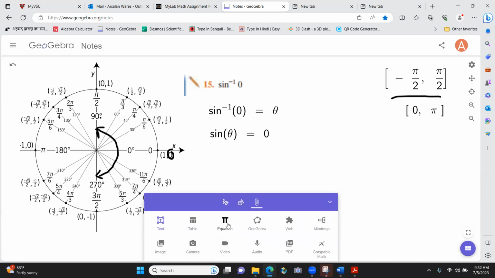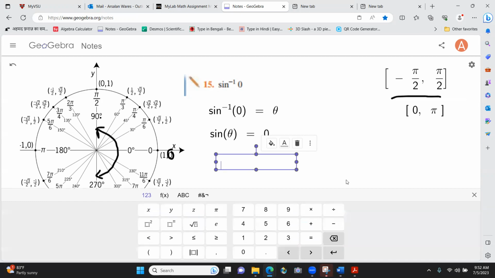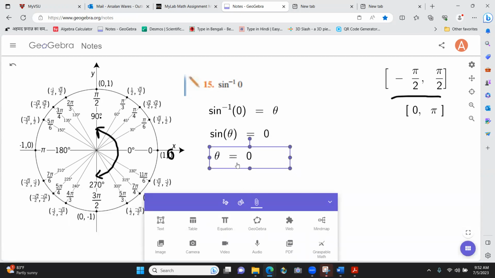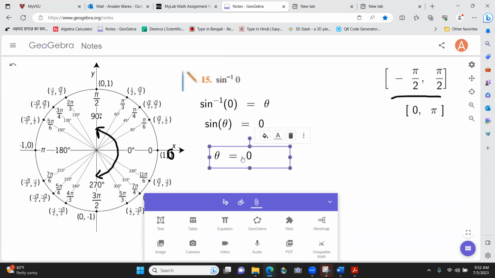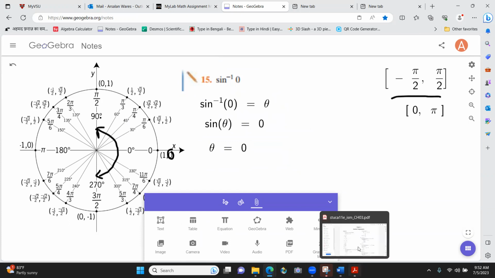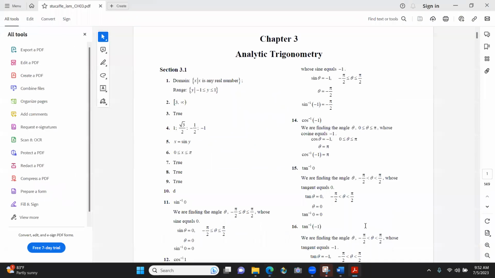Now, this one, I'm pretty confident I'm right, but let me check. This is number 15. Theta is 0. So we got that right.